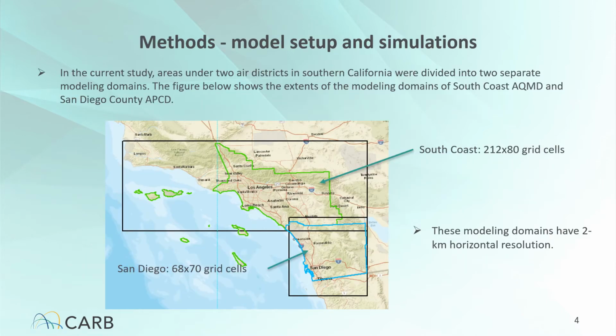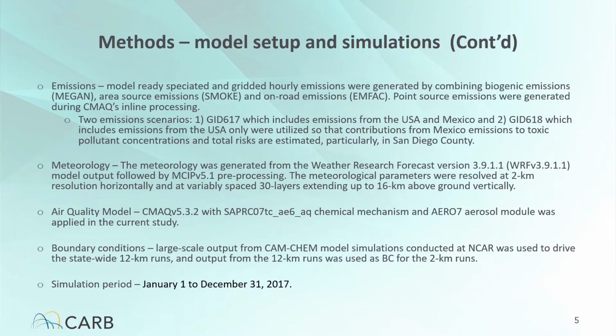Let's talk about model setup and simulations. The figure below shows two modeling domains in Southern California that are considered for the current study. The bigger domain that encompasses the areas under South Coast AQMD has an extent of 212 by 80 grid cells, and the smaller one covers the San Diego County APCD and has an extent of 68 by 70 grid cells. Both domains have 2 km horizontal resolution.